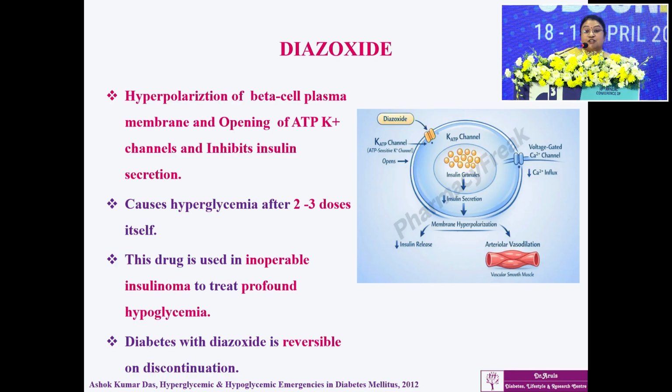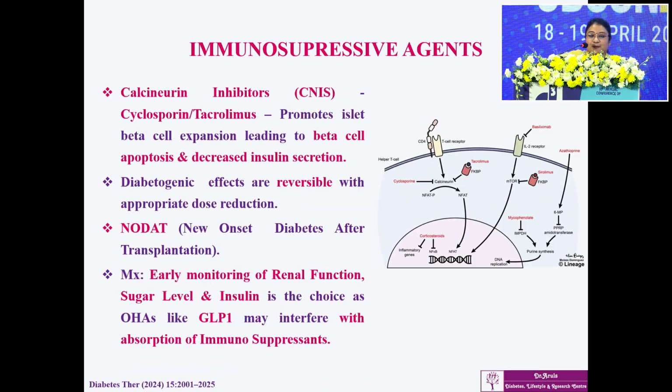Diazoxide is mainly used for inoperable insulinoma to treat profound hypoglycemia. It mainly acts by causing hyperpolarization of the beta cell membrane, so the potassium channels are always kept open. So there's an exhaustion of insulin, it will not get secreted. This condition is usually reversible on discontinuation of this drug.